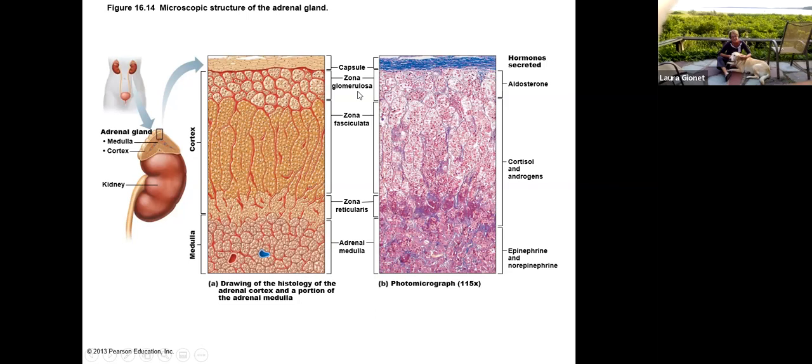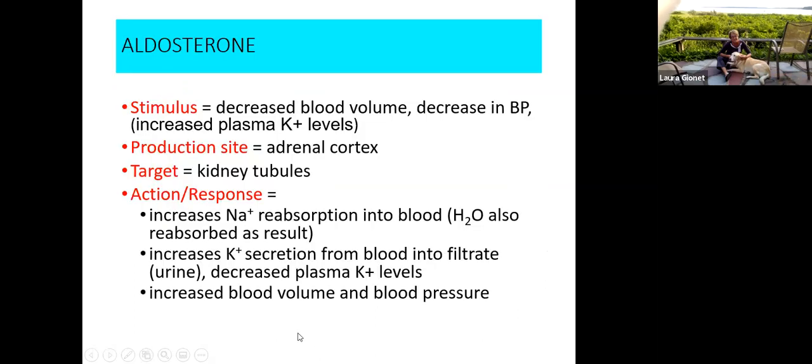I don't ask you about the zones, but you should know that aldosterone is more superficial. Then we have cortisol, and deeper to that, the androgens. And then in the medulla, epinephrine and norepinephrine. So what does aldosterone do? Again, we did talk about this when we talked about blood volume and blood pressure.